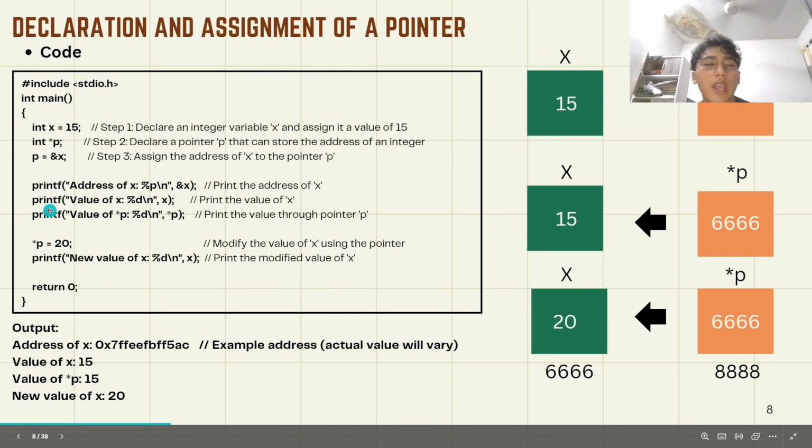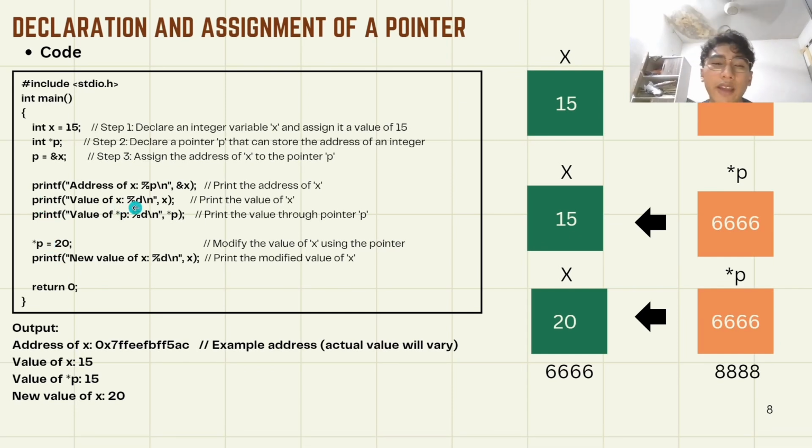Next we have printf value of x. Value of x is 15, so the output will be 15. Next, printf value of asterisk p. Because asterisk p equal to &x, it is referring back to 15, so the output will be 15.